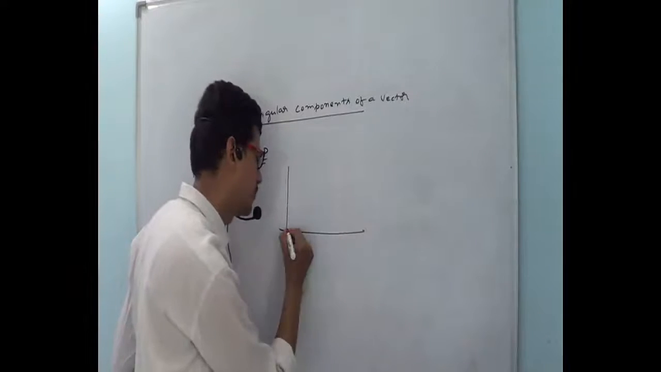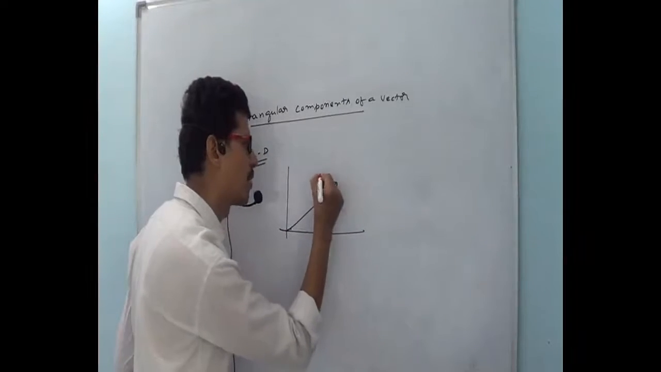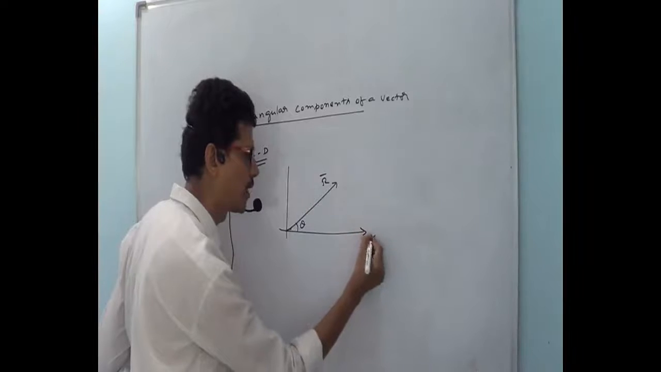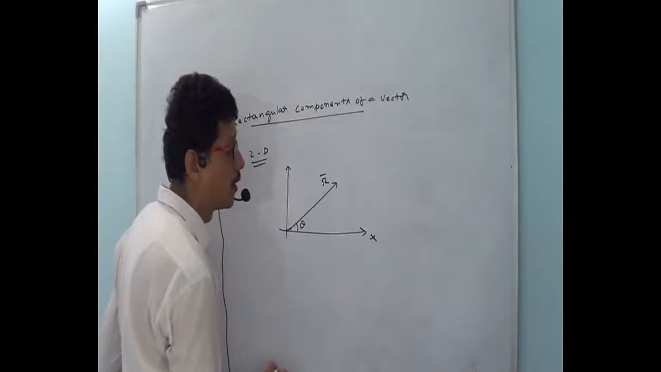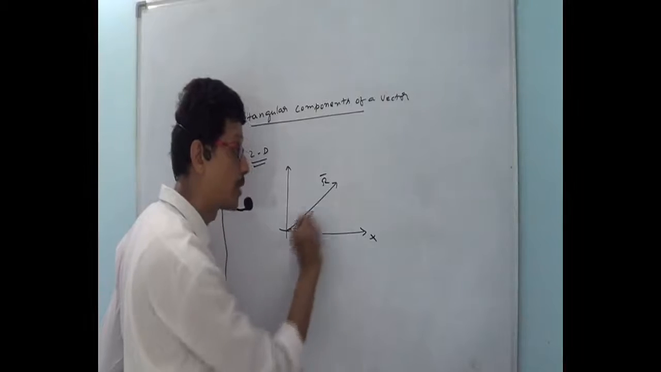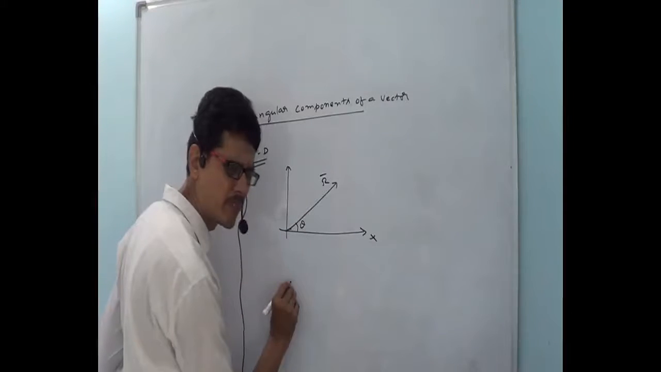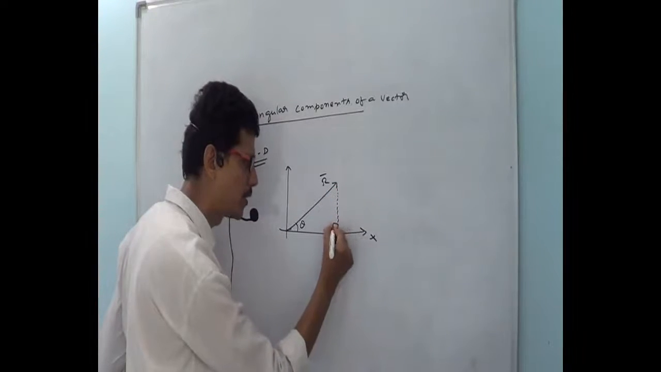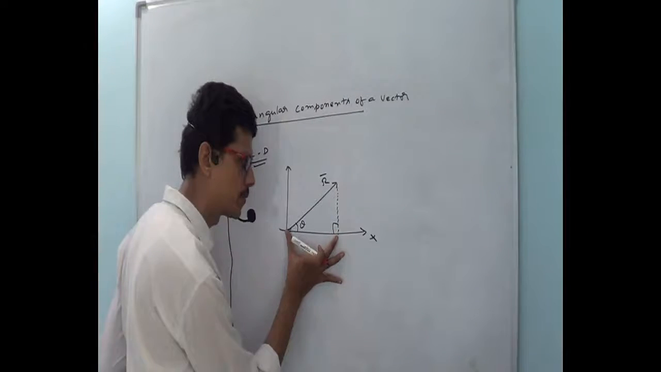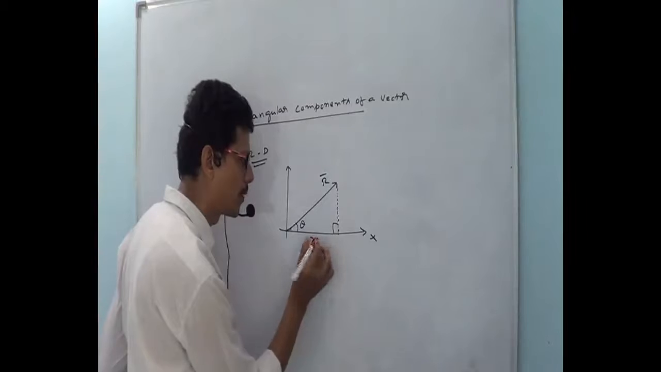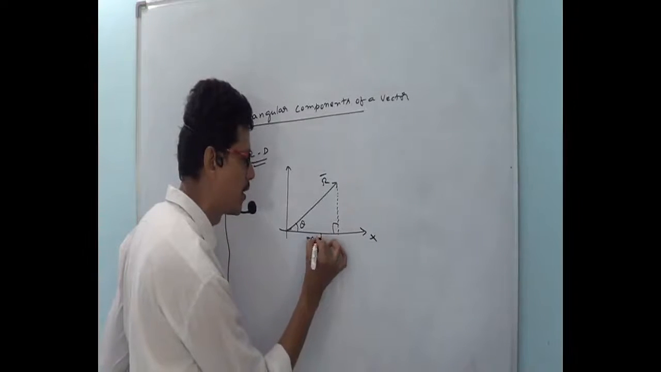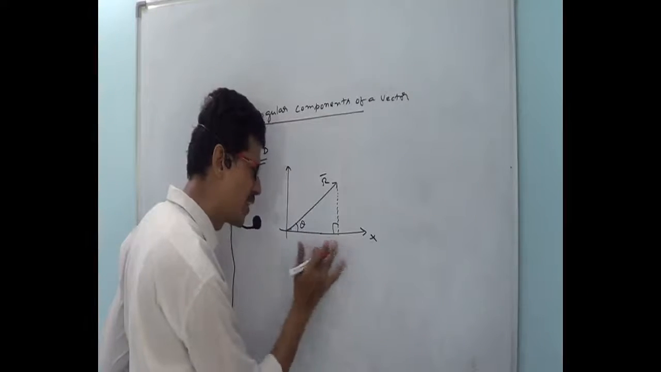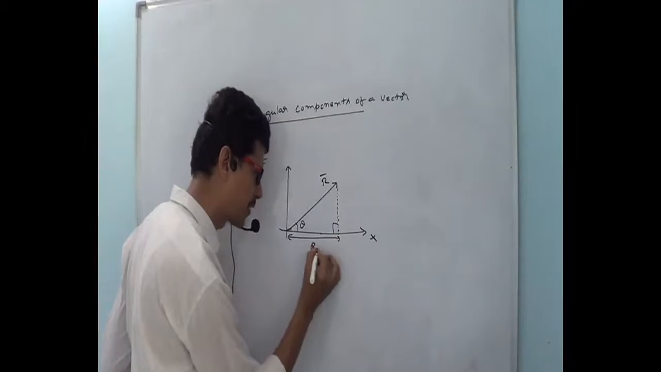There is a vector in the xy plane and it is r bar, and here is the angle made by that vector with the x axis. Now I am interested in finding out the magnitude of the vector along the x direction. I drop a perpendicular here and find out the value of this. This is the adjacent side, I will write ADJ, and that is nothing but Rx. This is called the x component of the vector, Rx.